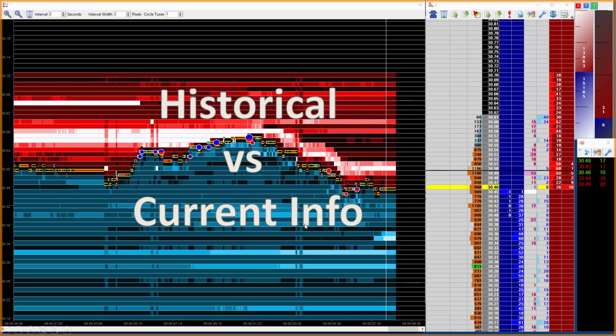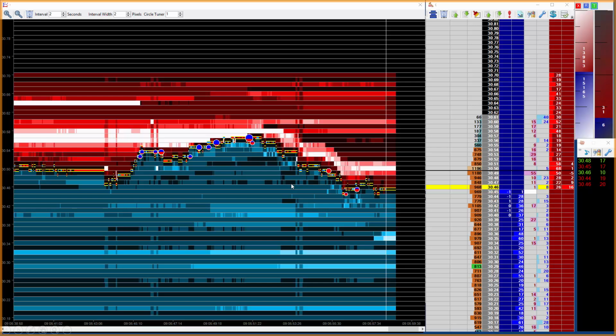And we should think about this in another way too, historical versus current information. Because this isn't just about which view is best for reading order flow, it's about which view is best at what time. Now the tools you're seeing here are part of the Jigsaw trading toolset.